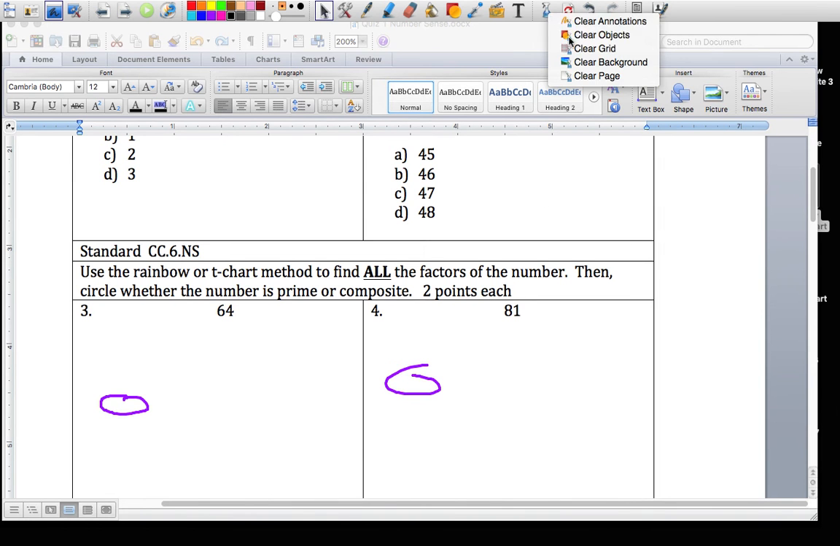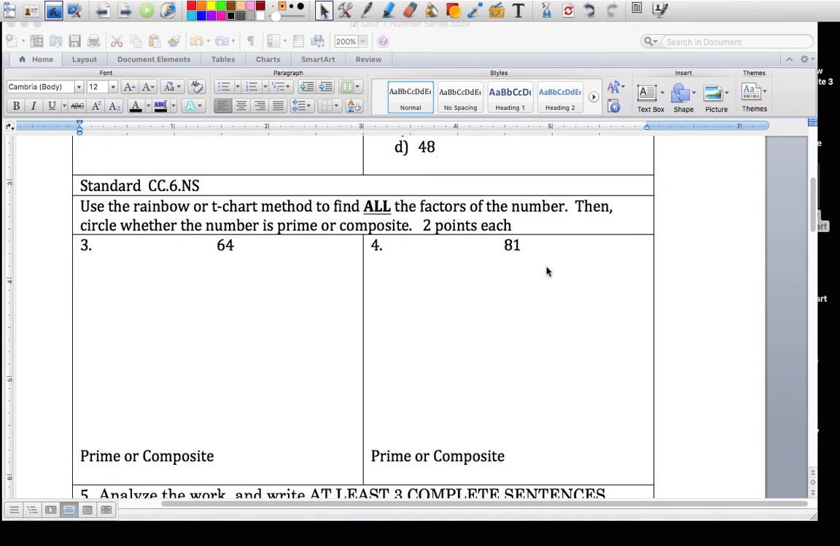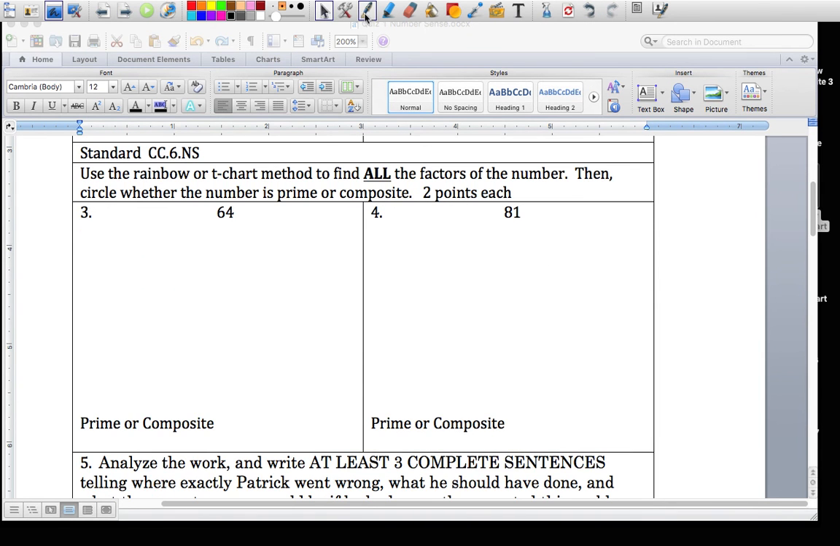And I'll get rid of those things. Use a rainbow or T-chart, whichever one you were really comfortable with. So I'll do one and one. I'll do T-chart for this one and rainbow, although you could have done whatever you preferred. So 1 and 64. Let me just extend this.